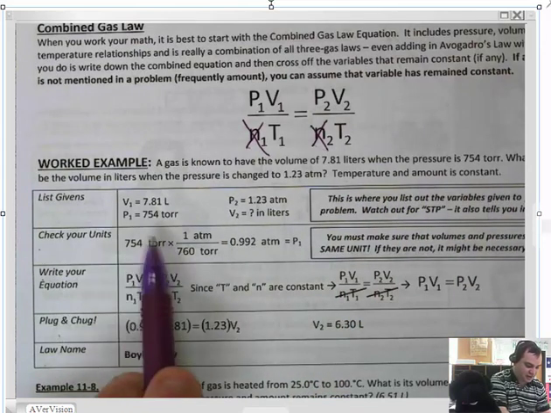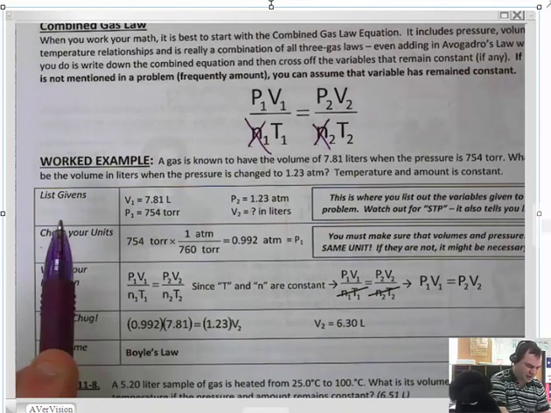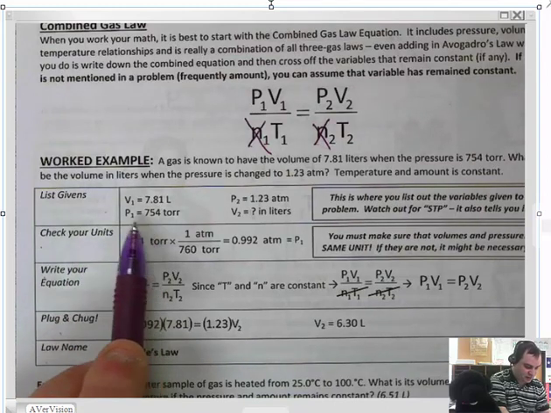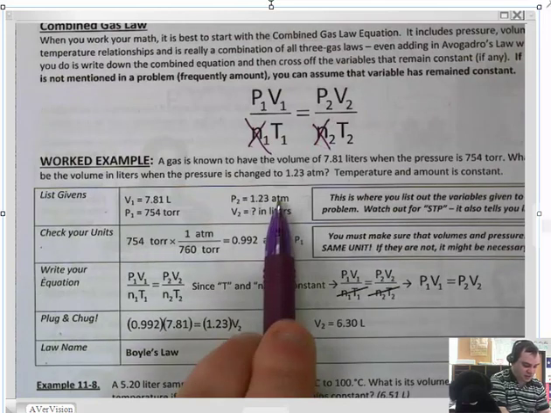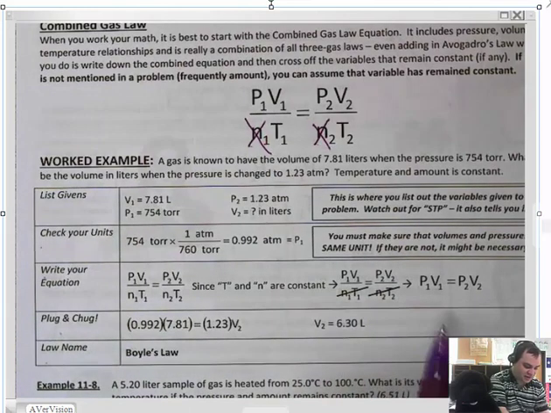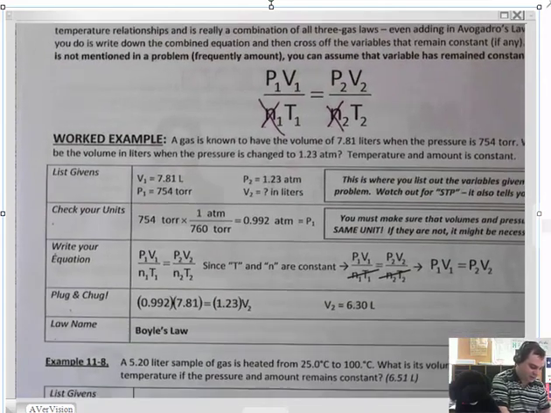The first thing I recognize here is that this pressure and this pressure are different, right? And we know our pressure conversions, which are listed on our periodic table. So we convert our pressure over to atmospheres, or you can convert the atmospheres over to torr. It doesn't matter. Then you write down your equation and cross off your n's and T's because they're constant. That leaves P1V1 equals P2V2, and then you plug in the numbers and solve. And you write down Boyle's law.